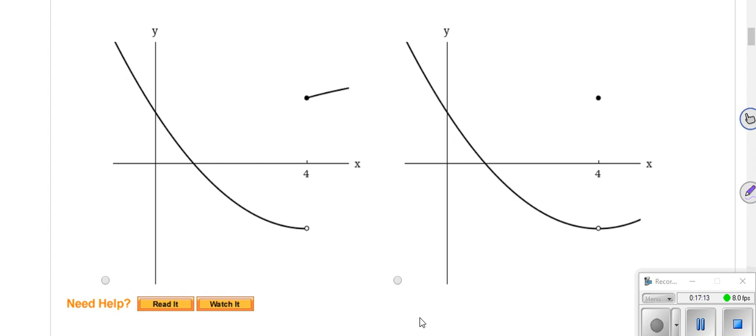Discontinuous at 4, but continuous from the right. This one's discontinuous at 4 because we have a jump, but is it continuous from the right? As we go from the right over, is the value of the function the same as the limit? Well, the limit value is this, but the value of the function is way up here. So again, that ain't it. So it's got to be this one, obviously.